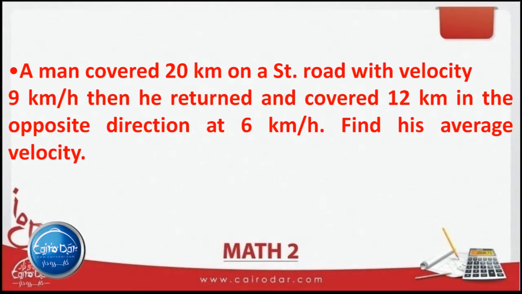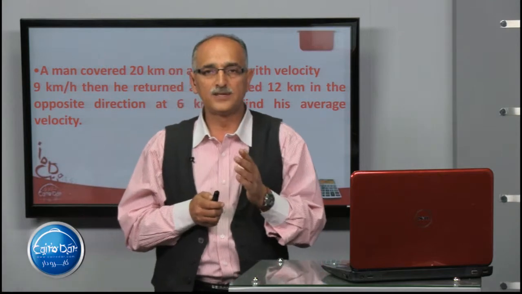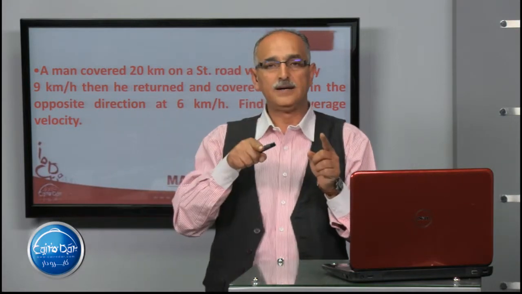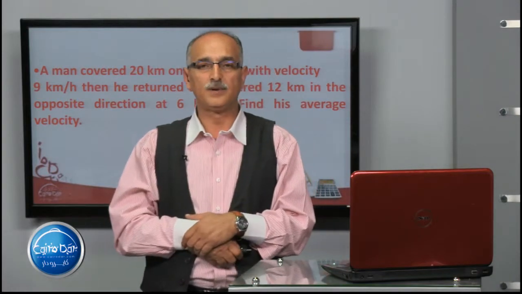Our first example about the average velocity: say a man covered 20 kilometers on a straight line with velocity 9 kilometers per hour. So our S1 is 20 kilometers, our V1, its velocity, is 9 kilometers per hour. Then he returned, يبقى هو راح ورجع, and he returned and covered 12 kilometers, رجع 12 كيلومتر, in opposite direction. طيب رجعها بكام بقى؟ ب 6 كيلومتر per hour. السؤال بيقول find his average velocity.